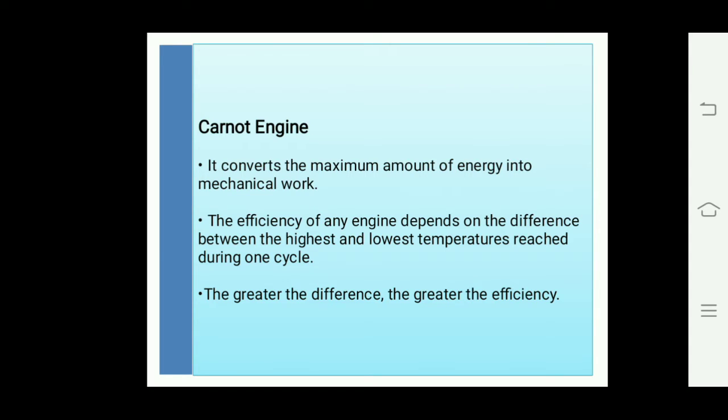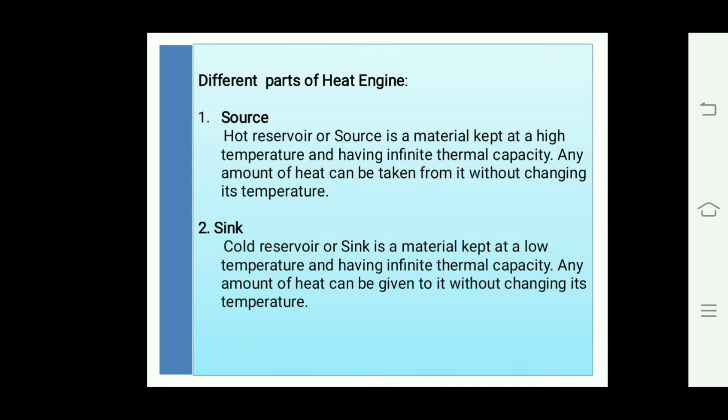These are the different parts of a heat engine. This is a hot reservoir, or the source. A hot reservoir or source is a material kept at a high temperature and having infinite thermal capacity. Any amount of heat can be taken from it without changing its temperature. When we say infinite thermal capacity, the temperature is constant. The temperature cannot be changed, because the source is the hot reservoir where the temperature is kept high. So that is a source.